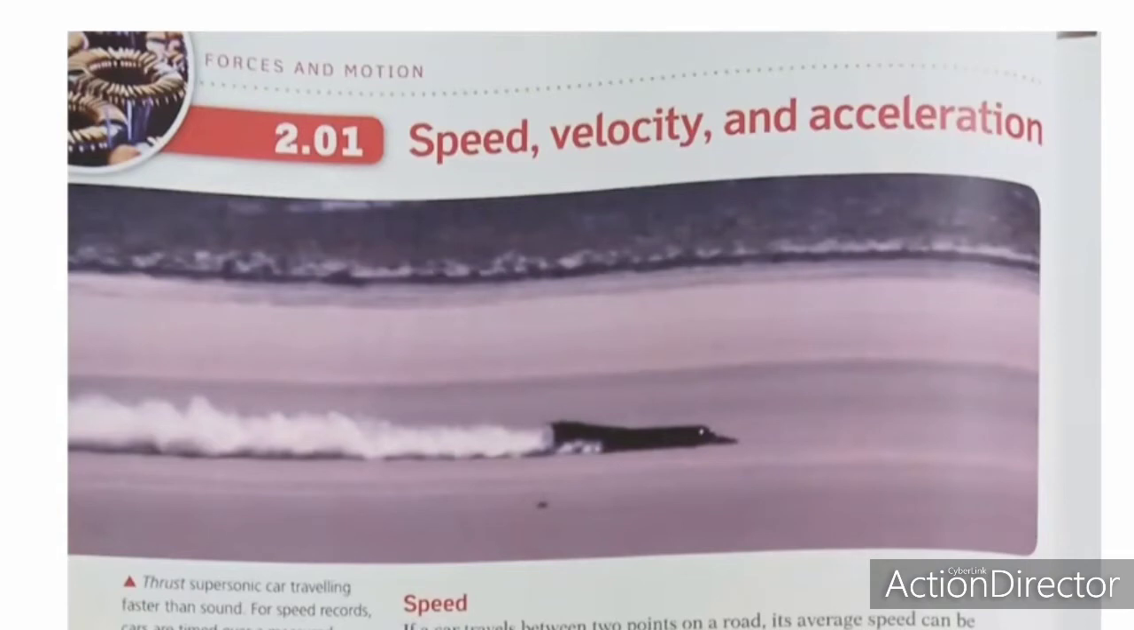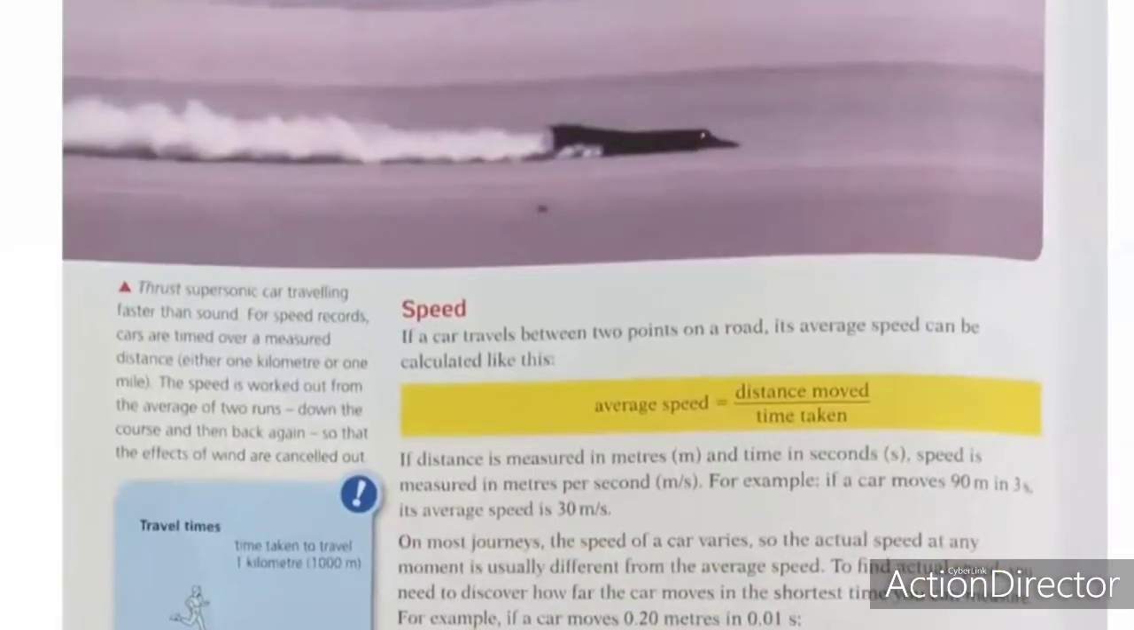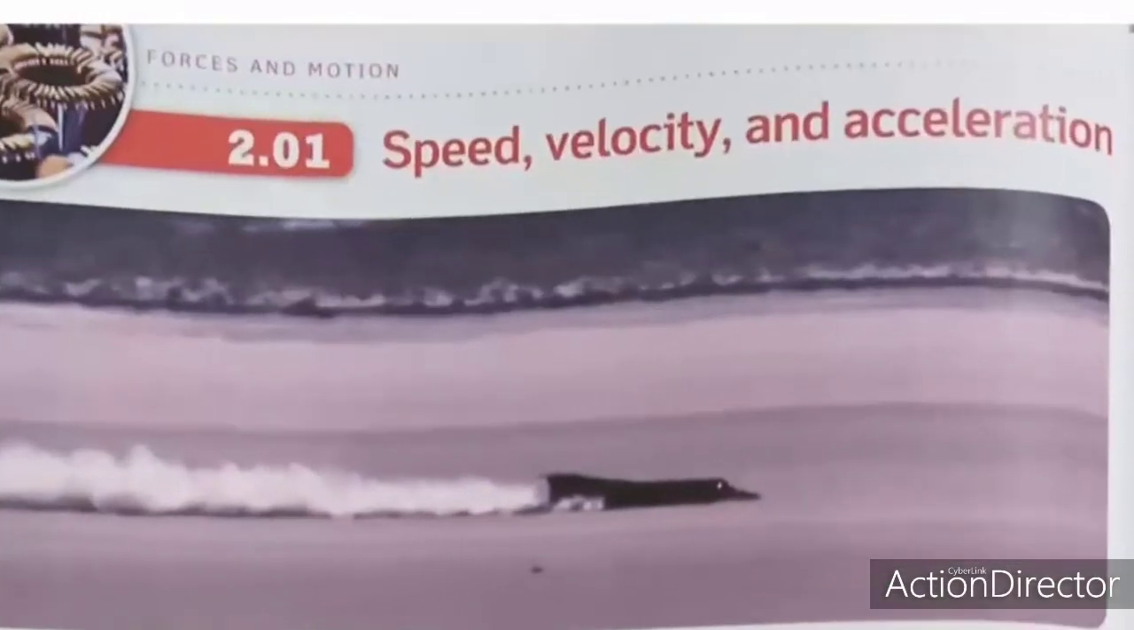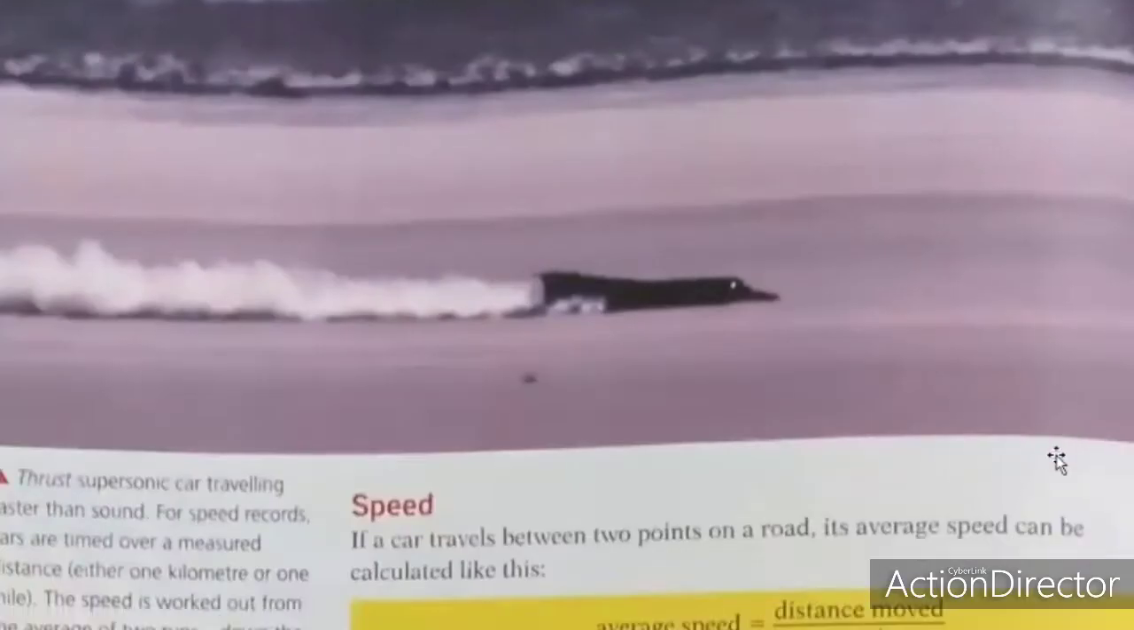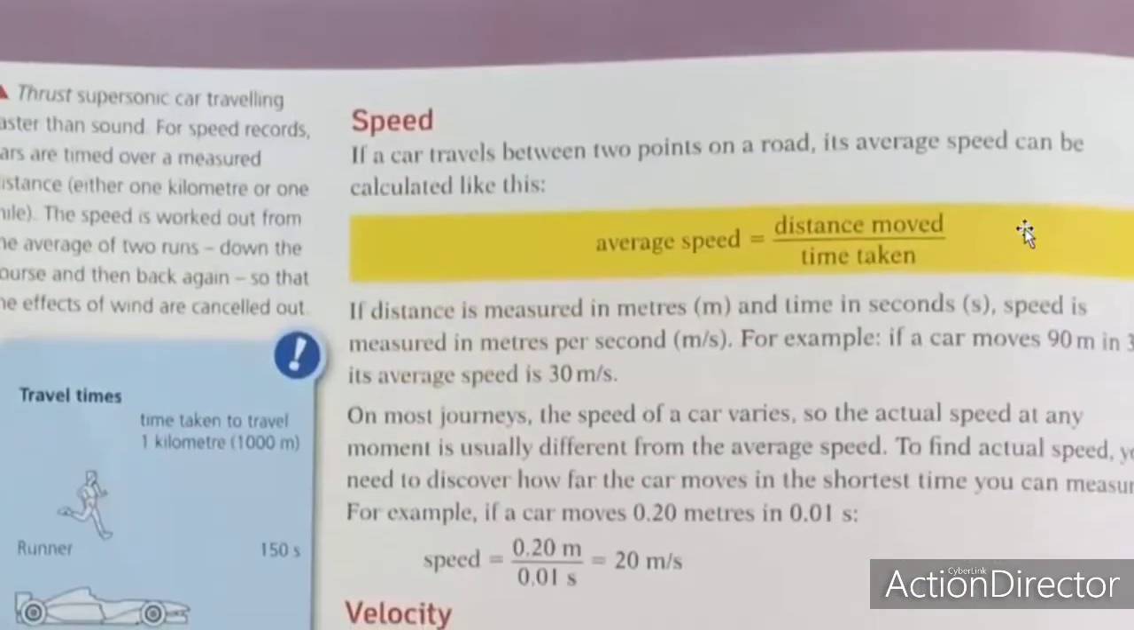In our daily life we use a term, speed. We say, "that car is going very fast." So how can we calculate the speed and what is the formula? If a car travels between 2 points on a road, its average speed can be calculated like this. The average speed is the distance moved divided by the time taken.